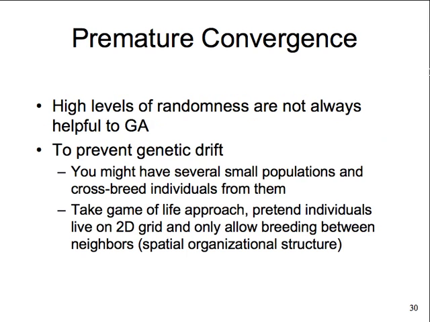So we put in some of the slower runners, and we make some of the faster runners slower in terms of our generations or our gene pools. So high levels of randomness are not always helpful as well. Because if we just randomly add features to humans, we're going to have some interesting combinations that aren't necessarily very good. So to prevent genetic drifts, you might have several small populations and then crossbreed the individuals from them. Actually, the other thing you might do is have multiple population pools.